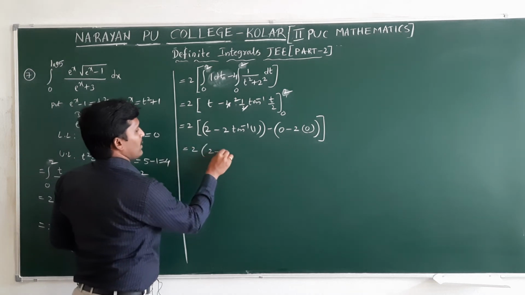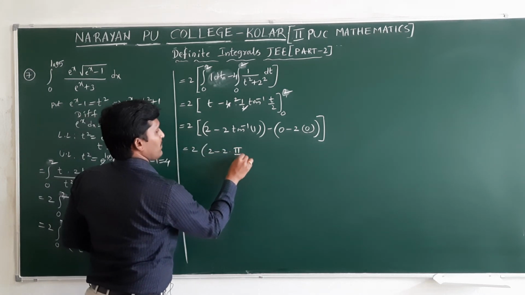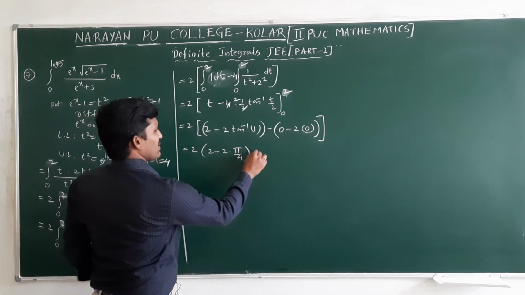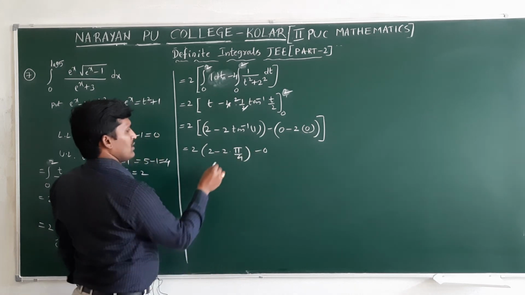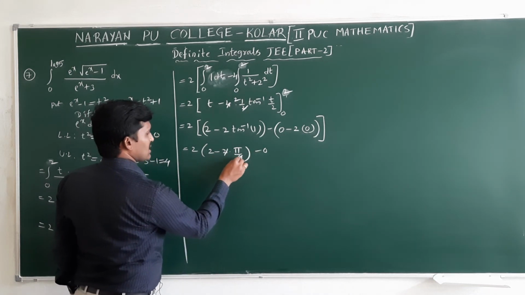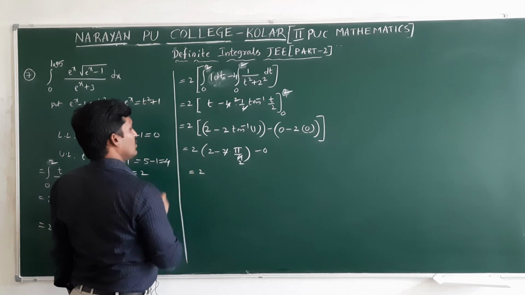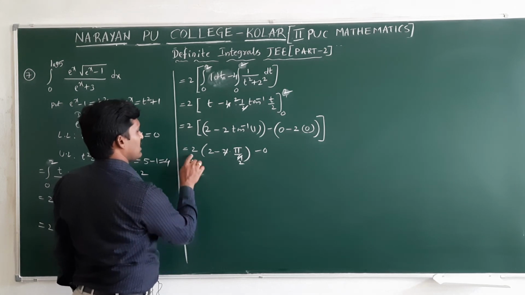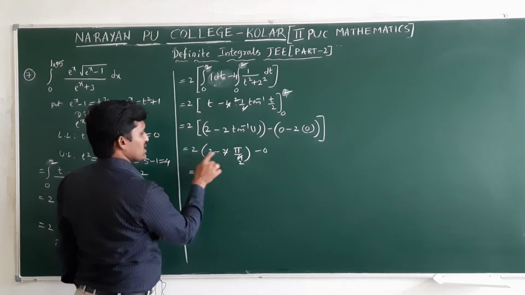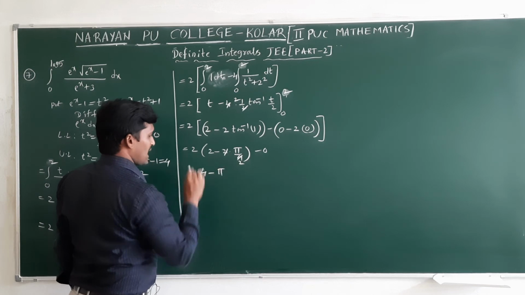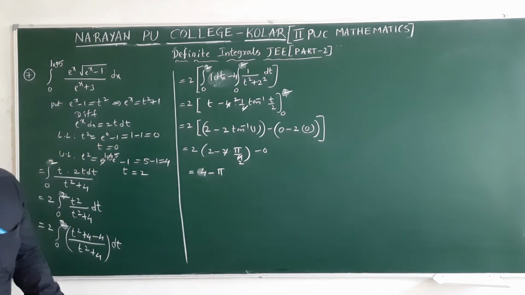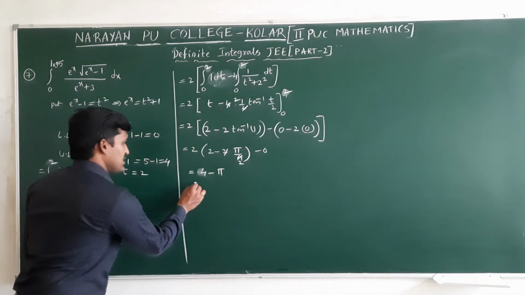2 into 2 minus 2 into this, what is this? Pi by 4. The remaining value is already 0, leave it. Now 2 times 2 is 4 minus 2 into pi by 2. The 2s cancel, and you get 4 minus pi. That is option B, the correct one.